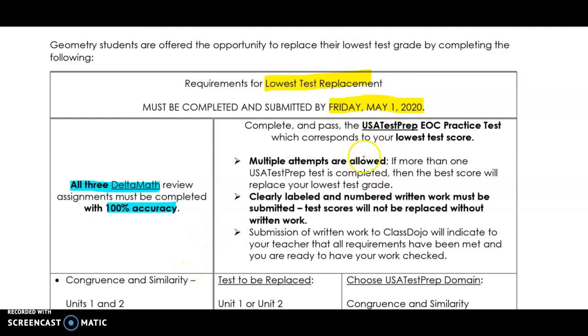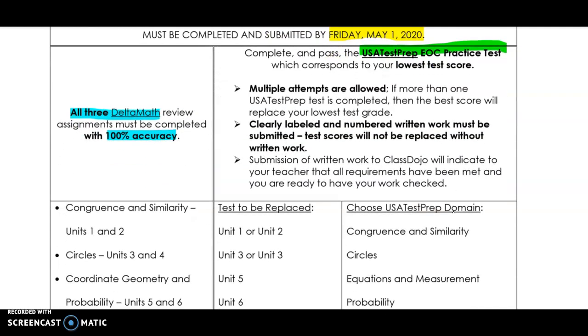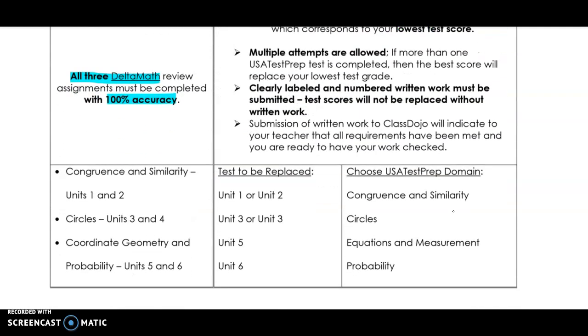You also have to take a USA Test Prep EOC practice test, and it has to be in the domain of your lowest test score. So if you look at this information sheet that was posted to my blog, if you had the lowest test score on Unit 1 or Unit 2, then you will choose your USA Test Prep in the domain of congruence and similarity. But before you're eligible to take the USA Test Prep practice test, you have to complete all three Delta Maths with 100% accuracy.